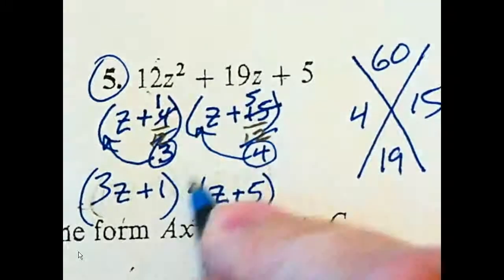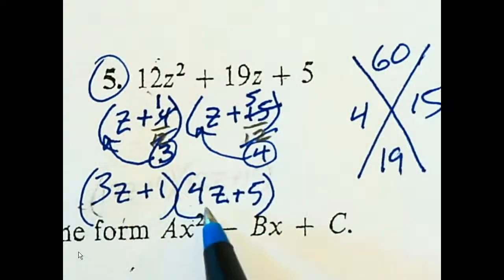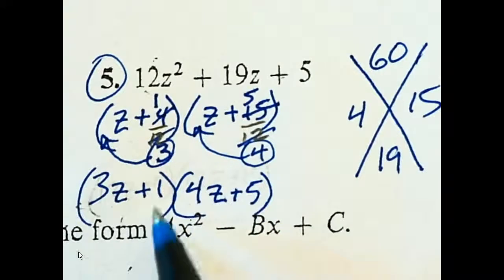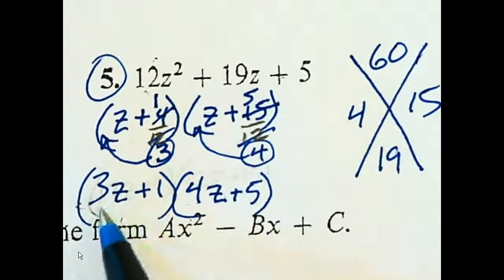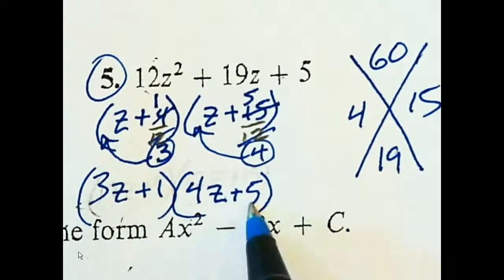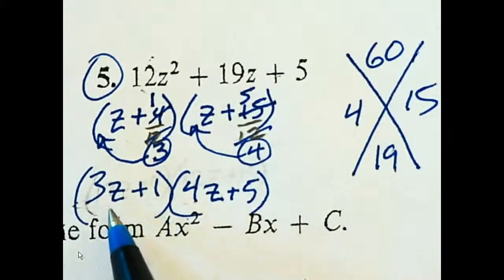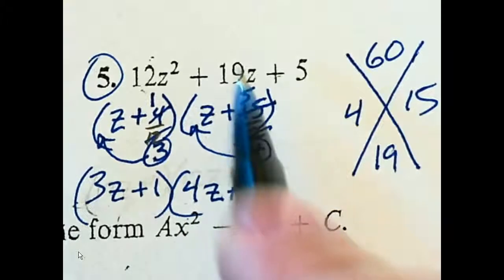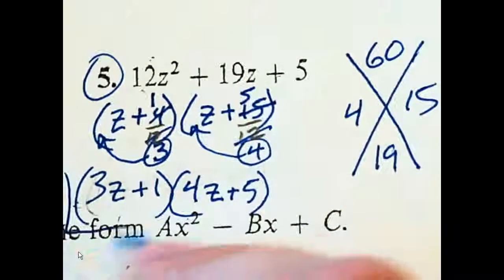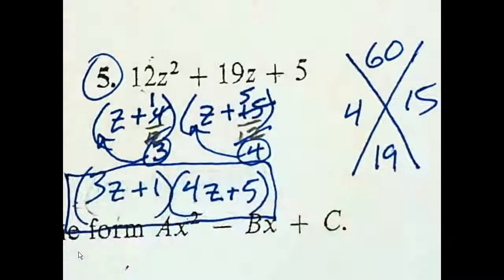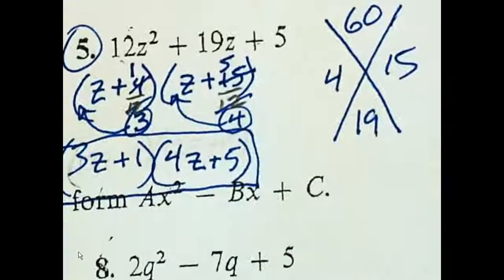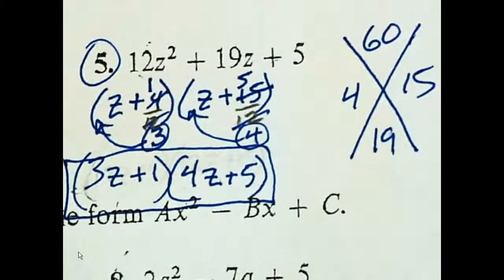And then when you check your work, 3z times 4z is 12z squared. 1 times 5 is 5. That's 12z, and that's 5z to give us 19z. Oh, that's not right. 15z, okay, and 4z, 19z. All right. How many got it? So maybe I shouldn't have even bothered you with such a trivial problem. Unbelievable.